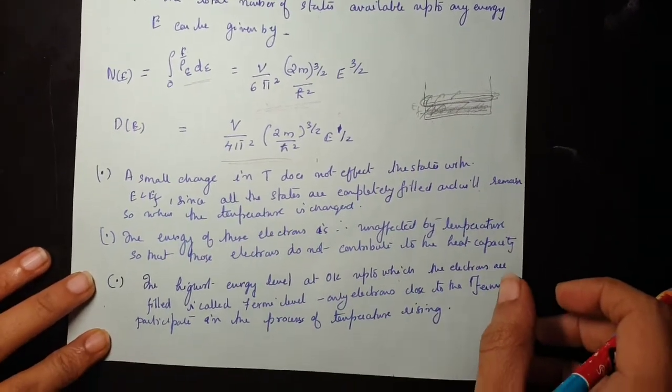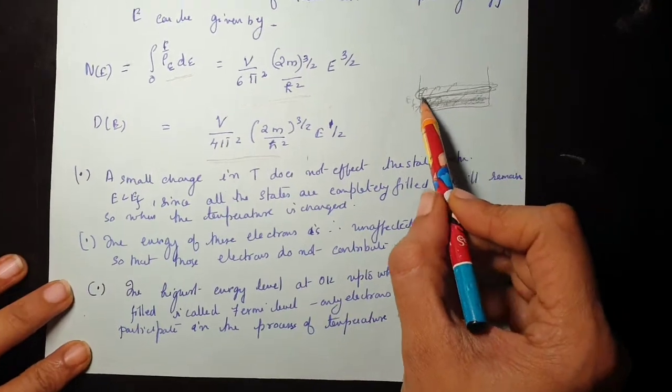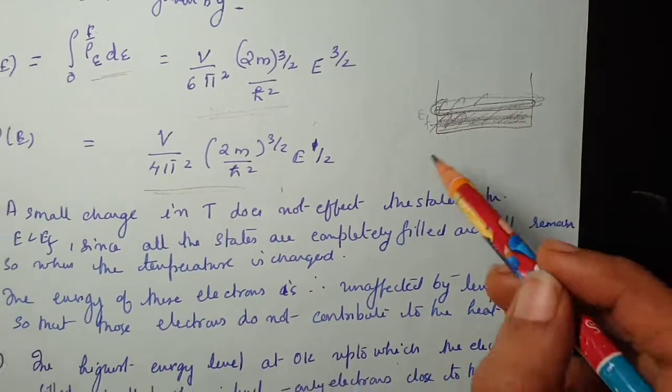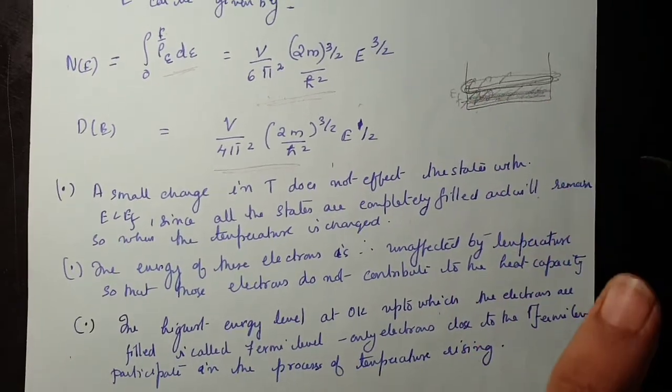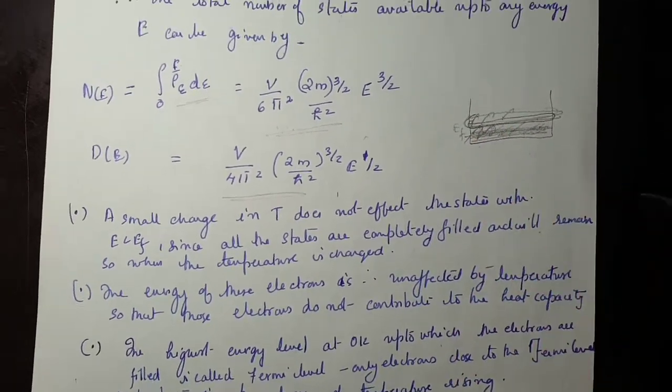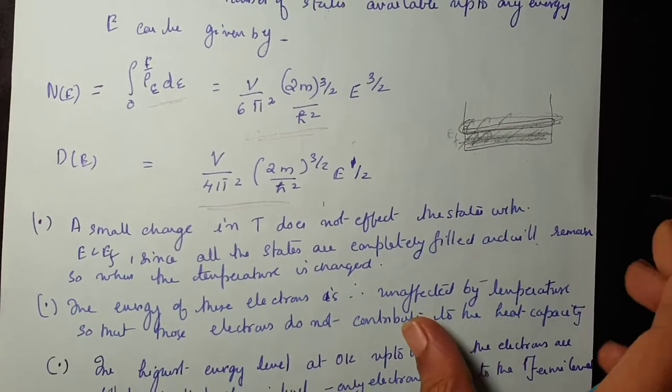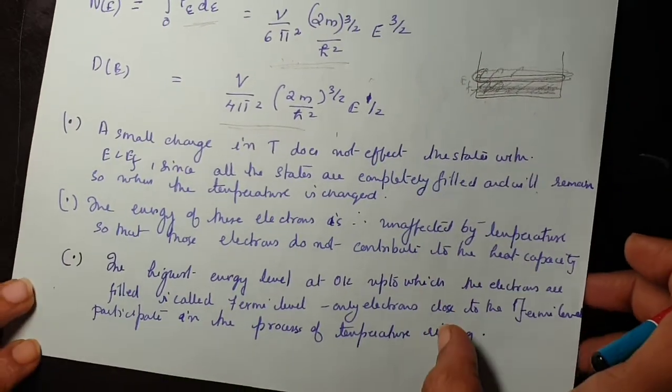So at 0 Kelvin, you already know that E_F is the maximum energy level that is filled up by the electrons. After this, you run out of electrons, you have no more electrons. So this is the concept.